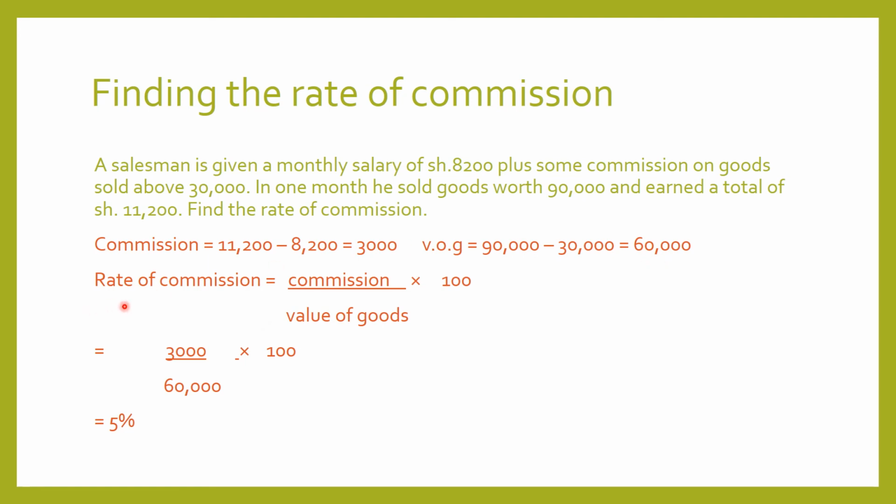So apply your formula directly. 3,000, that is our commission, over 60,000, the value of goods above 30,000, times 100. And then you simplify. 3 zeros, 3 zeros. A 0, a 0. By 3 is 1, by 3 is 2. So 10 divided by 2 is 5%. As easy as that.